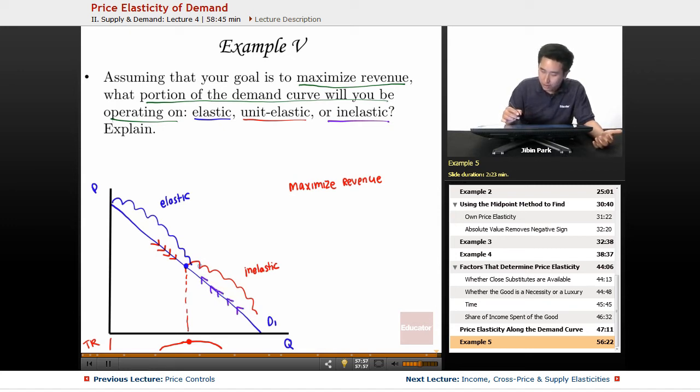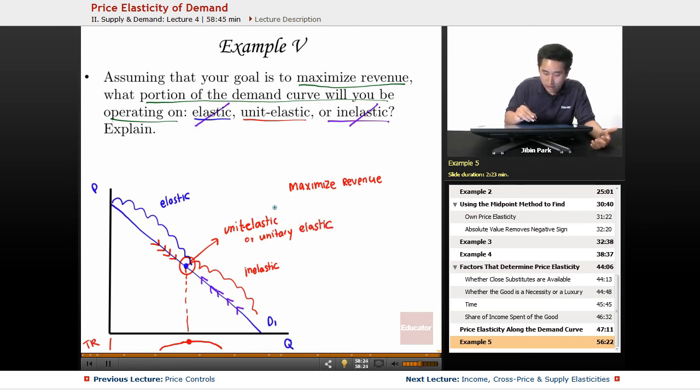And so it's not elastic because you want to lower the price, and it's also not inelastic, so it only leaves one choice here. You are going to maximize revenue at this point, which is the unit elastic or unitary elastic. So you're maximizing revenue at that portion of the demand curve.